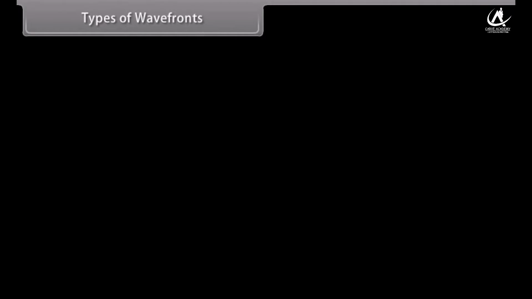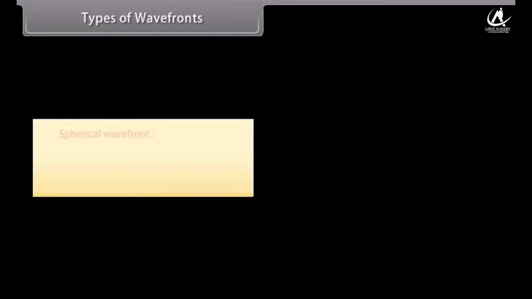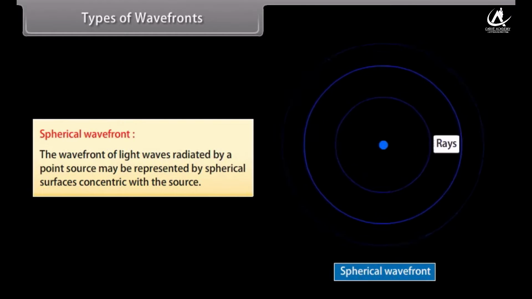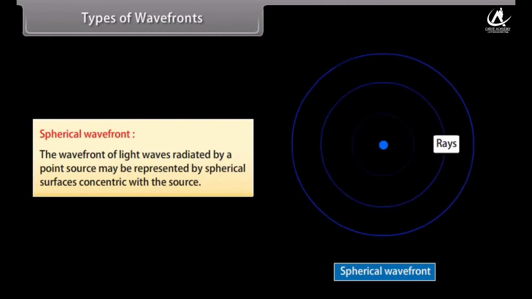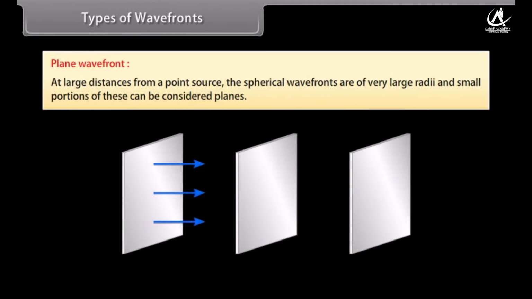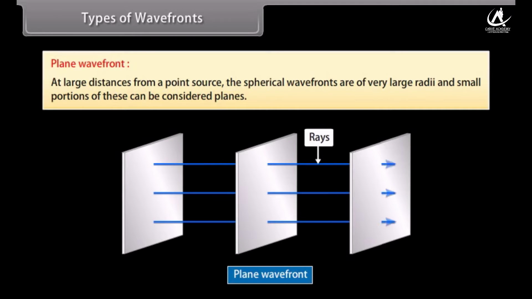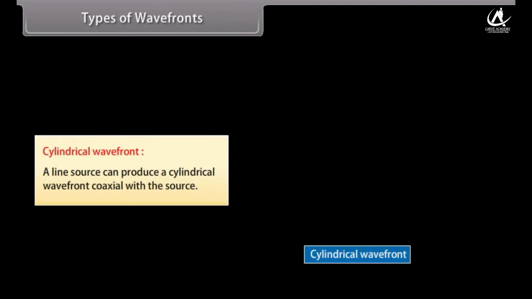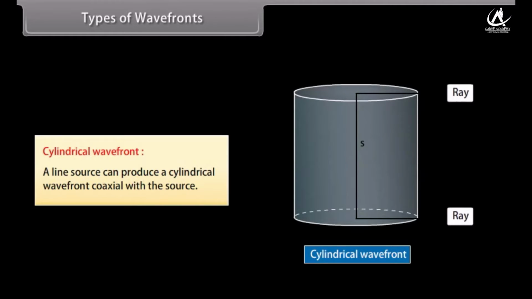Types of wavefronts. There are different types of wavefronts which are given as spherical wavefront. The wavefront of light waves radiated by a point source may be represented by spherical surfaces concentric with the source. Plane wavefront. At large distances from a point source, the spherical wavefronts are of very large radii and small portions of these can be considered planes. Cylindrical wavefront. A line source can produce a cylindrical wavefront coaxial with the source.